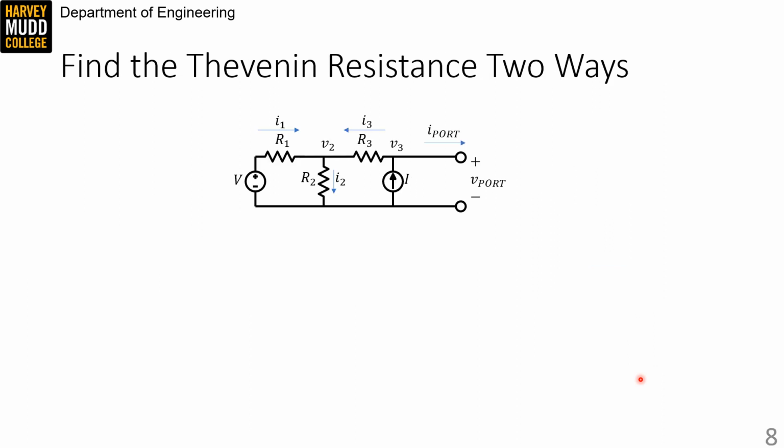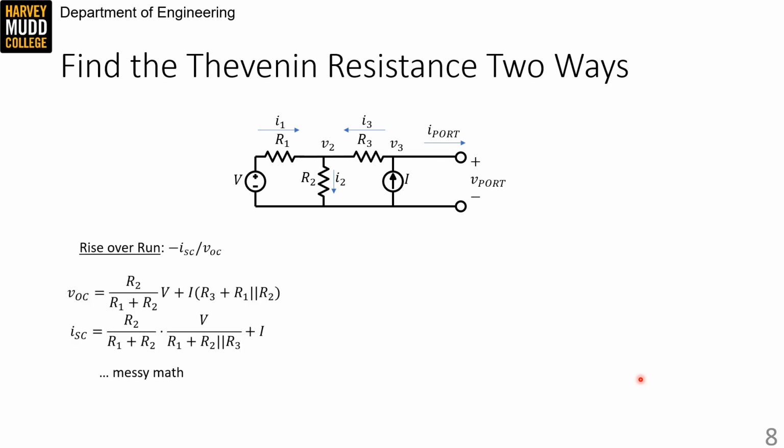I'd like you to pause the video and find the Thevenin resistance for this circuit in 2 different ways. One way is to very directly find the rise over run of the line that represents the port relationship for this circuit. 2 convenient points that you could use to calculate rise and run are the short circuit current and the open circuit voltage. And I've found those 2 values by connecting either an open circuit across the port or a short circuit across the port and then using superposition.